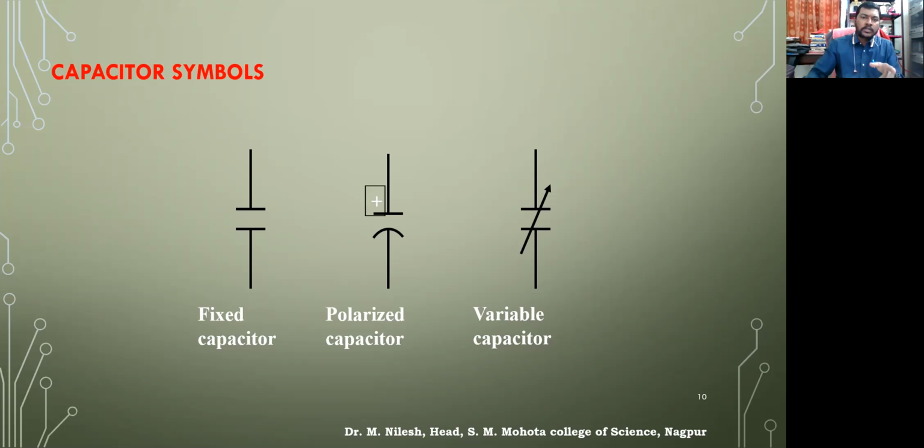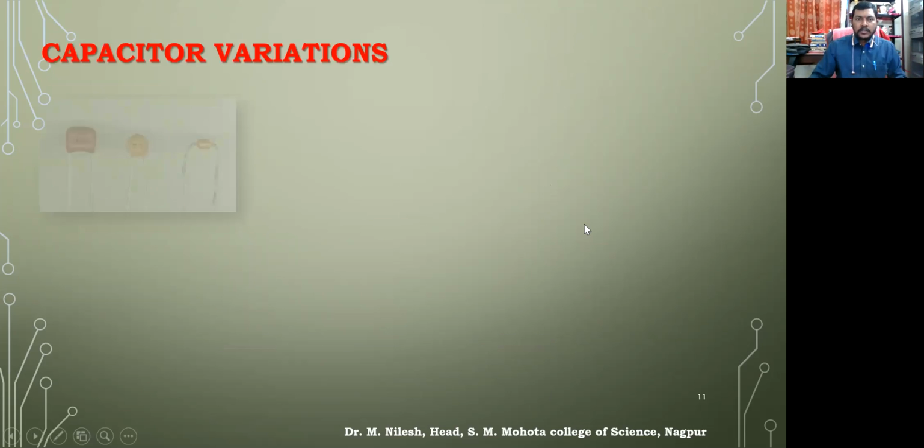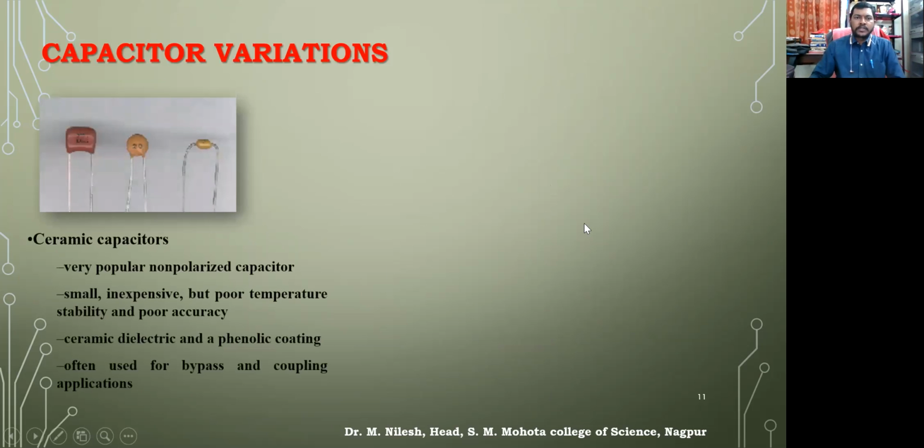So these are the symbols of capacitor. One is the fixed capacitor, the other one is polarized, which means it has a polarity, positive and negative. And the third one is a variable capacitor, where this arrow shows that it can vary from 0 to whatever the capacitance is, right? So we can vary this capacitance, like in Young condensers and all. And then these are some of the capacitor variations.